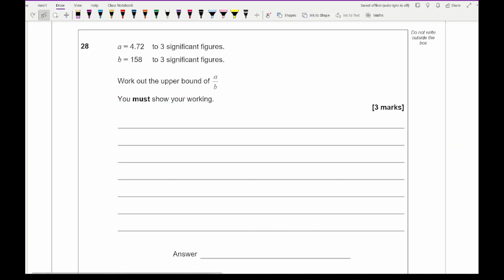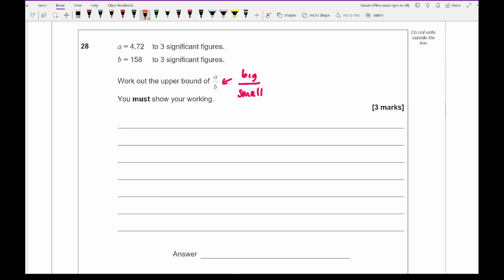Then moving on to question 28, it says A equals 4.72 rounded to 3 significant figures and B is 158 rounded to 3 sig fig. Work out the upper bound of A over B. You must show your working out. Now for this, to get our maximum fraction, what we need is the biggest number at the top and the smallest number at the bottom.